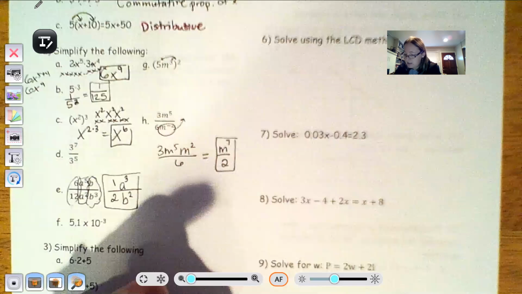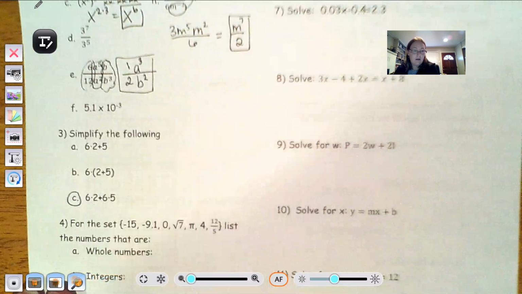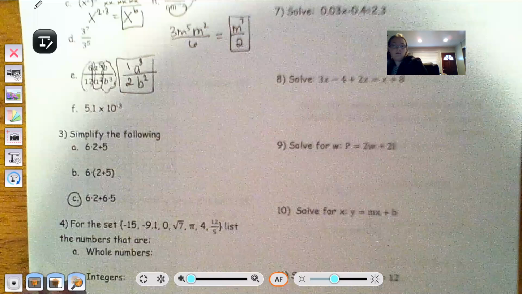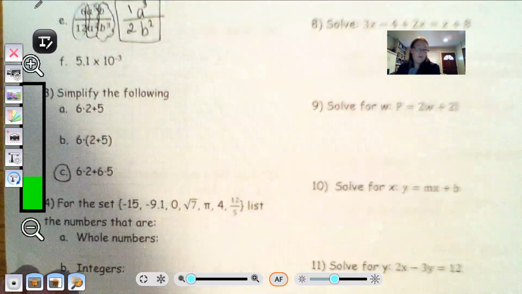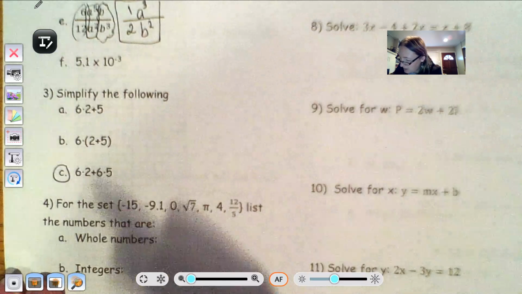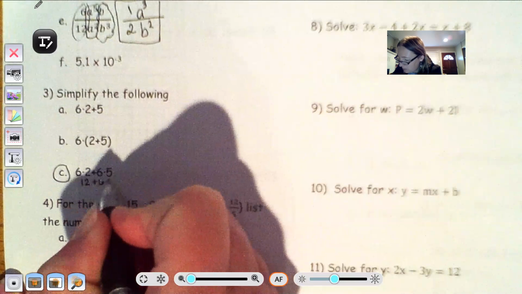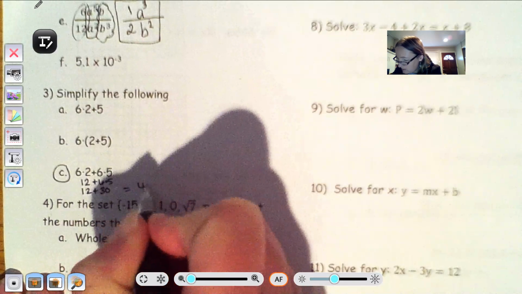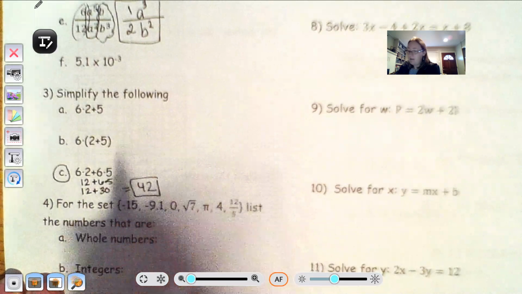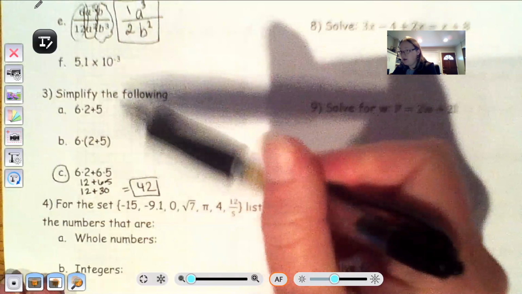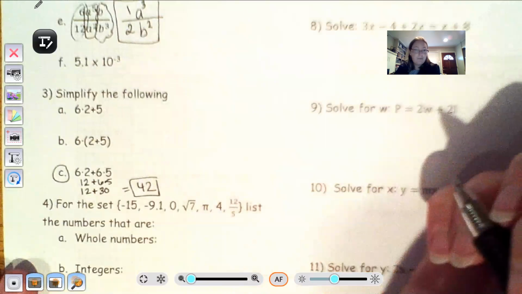Why don't you try C on the order of operations on number 3 here. That's 12 plus 30 equals 42. You got 42? Good. Yeah, you did your multiplication. Then you did your other multiplication. And then you got to do your addition. It can be tempting to go like, oh, 12 plus 6 and then multiply by 5 if you're going left to right. And it's important to realize you have to follow order of operations and not just go left to right.